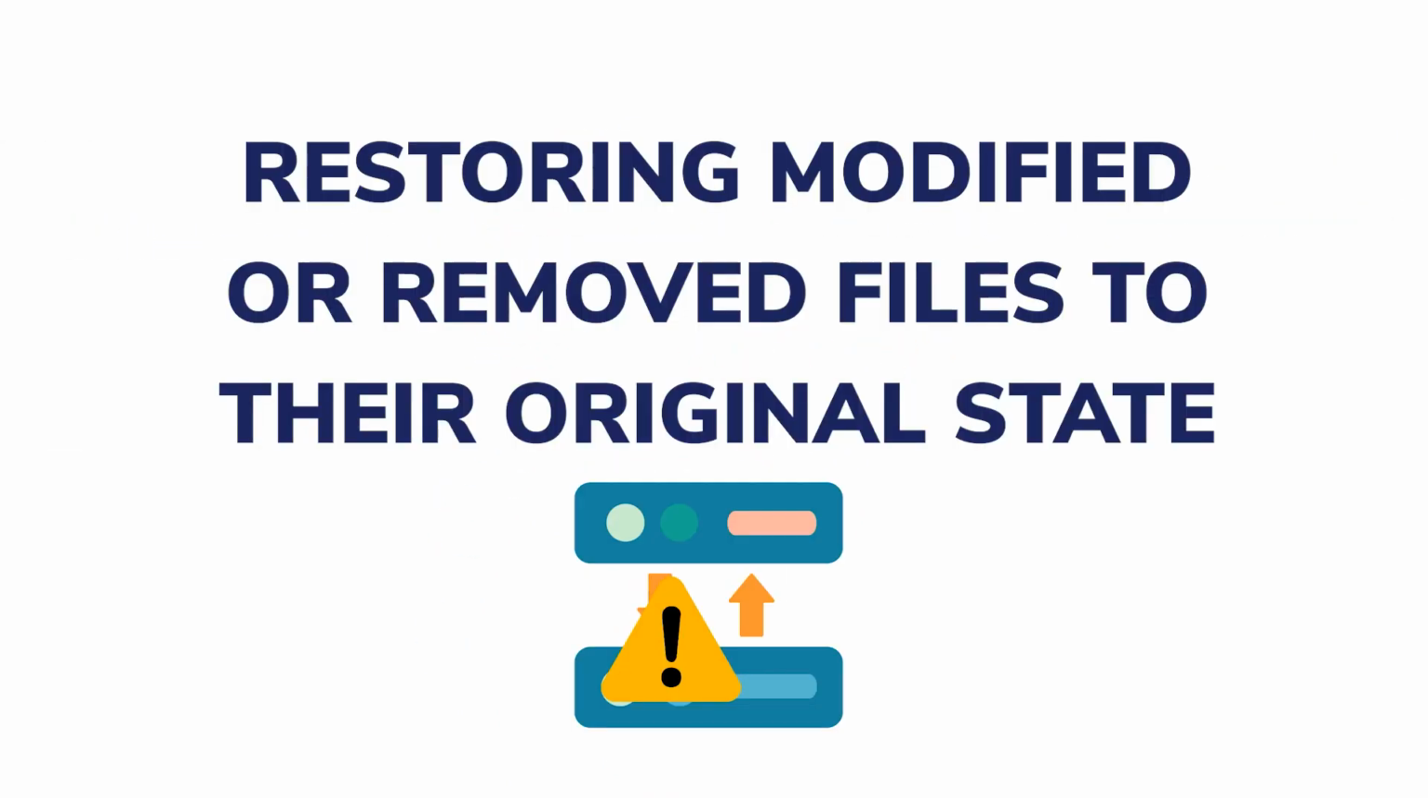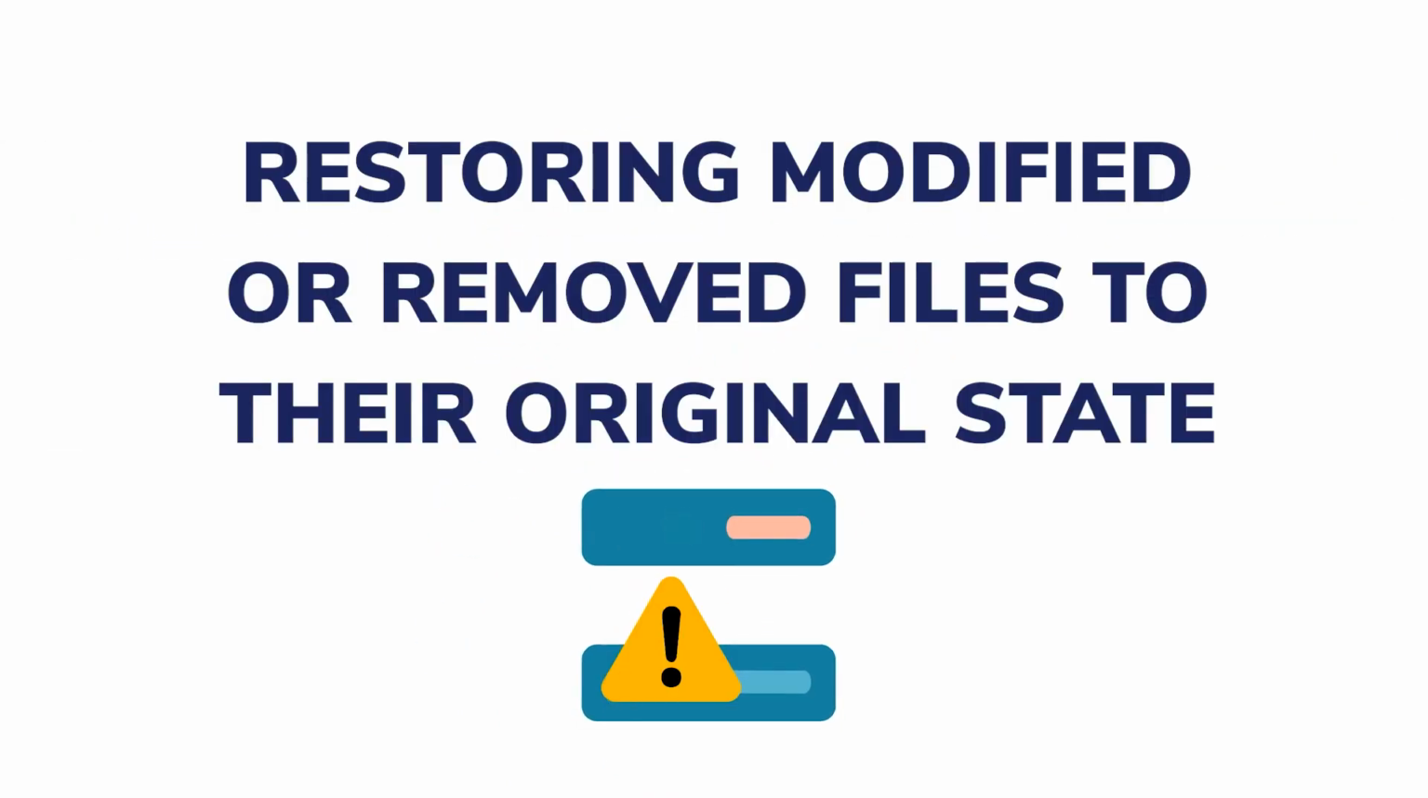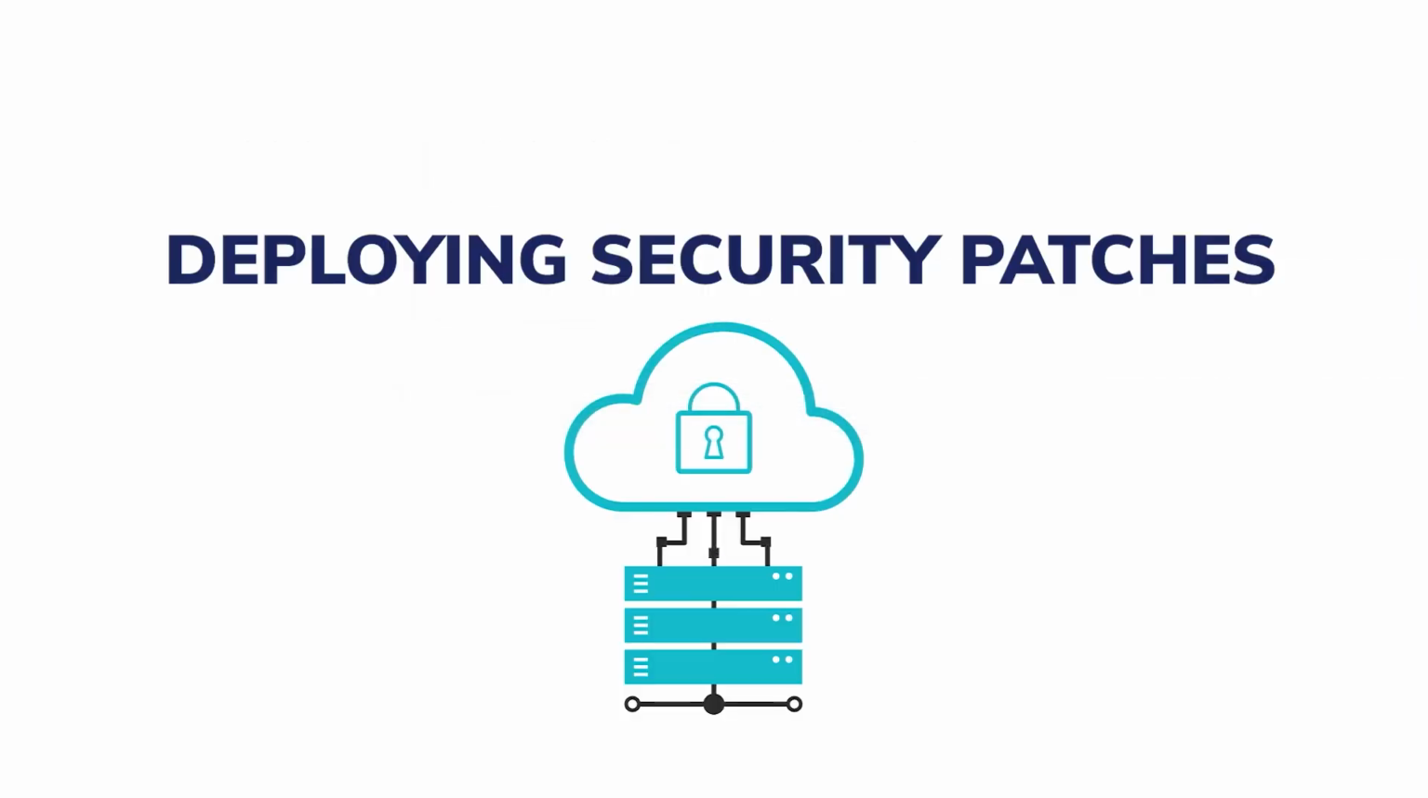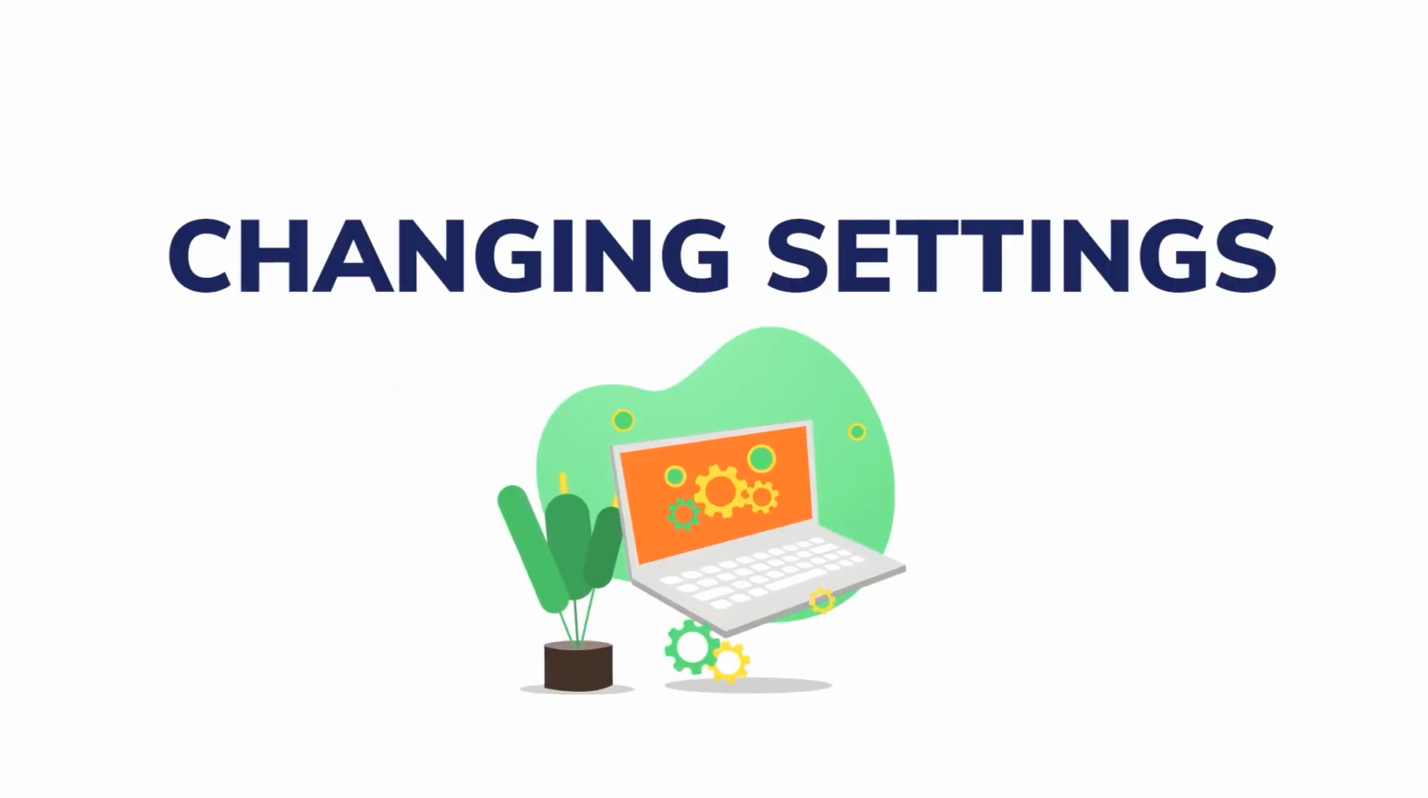Remediation and response. The information collected from confirmed malicious behavior can be fed into automated security software to respond to, address, and mitigate threats. Among the actions that can be taken are deleting malware files, restoring modified or removed files to their original state, deploying security patches, or changing settings, all while better understanding what happened and how to strengthen your defenses against similar future incidents.